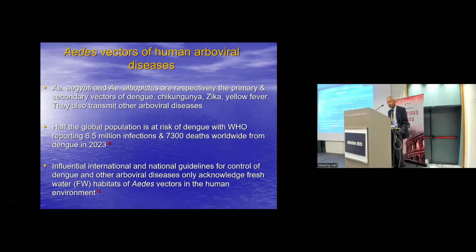Now, one of the problems we have in terms of policy is that the international and national guidelines for the control of dengue and other arboviral diseases only acknowledge the development in fresh water. So this is true of the WHO today, up to date, and also the CDC in the US, where we do have salinity-tolerant Aedes aegypti and other Aedes. So what do we do about that?